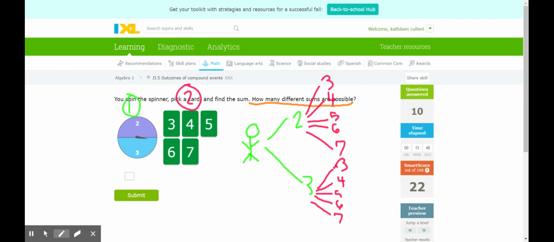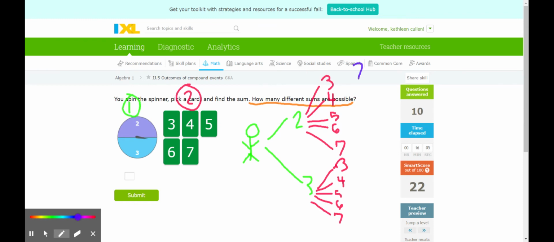But that's not what it's asking. It's asking for how many different sums are possible. So we have to find the sum of each of these different avenues that we could take here on this tree diagram. So here, let me use another color.